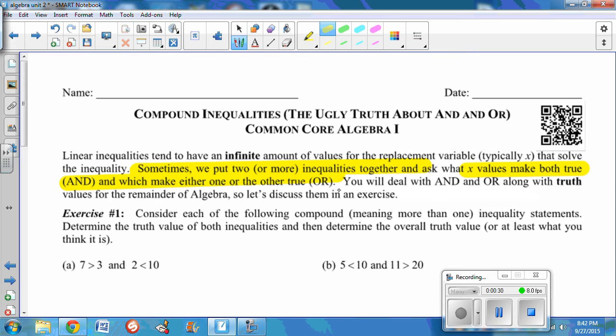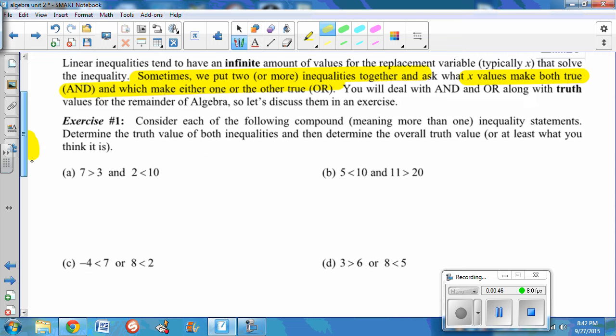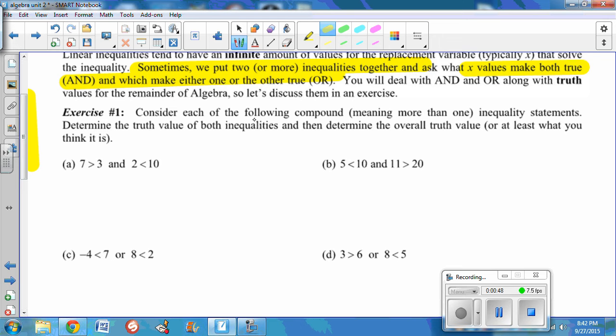And a compound sentence has two parts, and you could join those two together by the word "and," or you could join them together by the word "or." You deal with "and" and "or" along with truth values for the remainder of algebra. So let's see what we're talking about here. It says, consider the following compound, meaning more than one inequality statement.